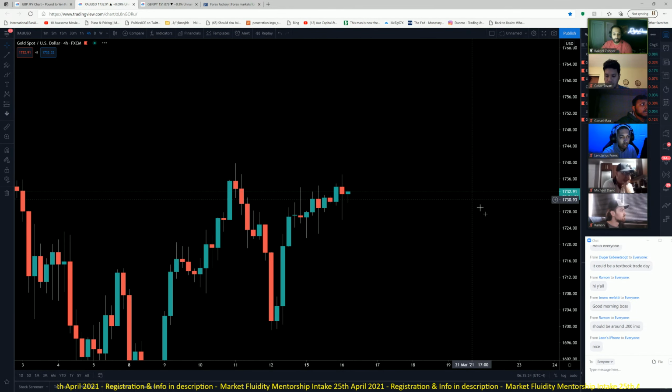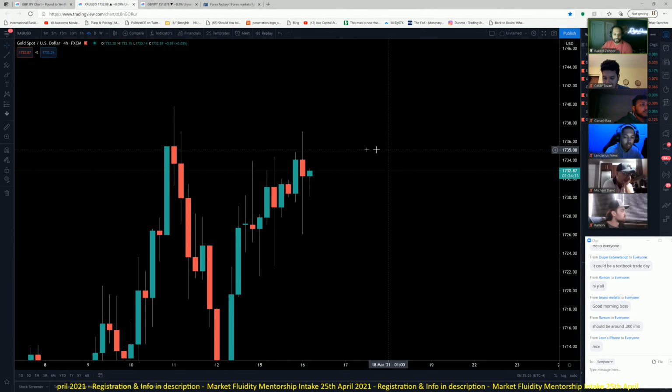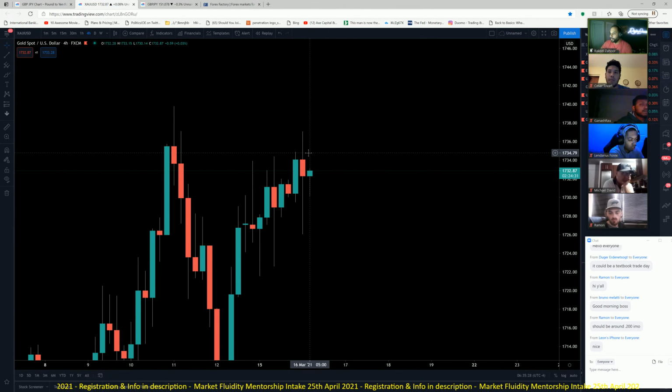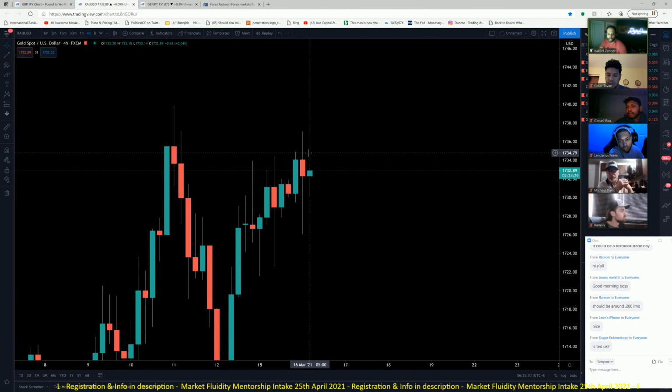Let's take a look on the 4-hour time frame. The 4-hour is just ranging terribly here. I think the main reason why the 4-hour is also ranging at this time is because we got interest rates on Wednesday.